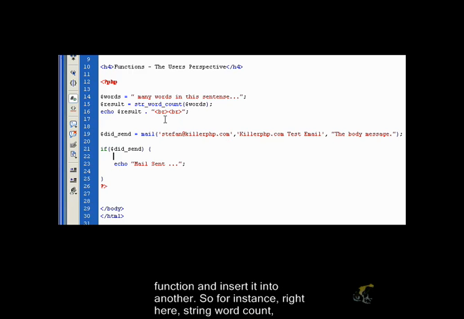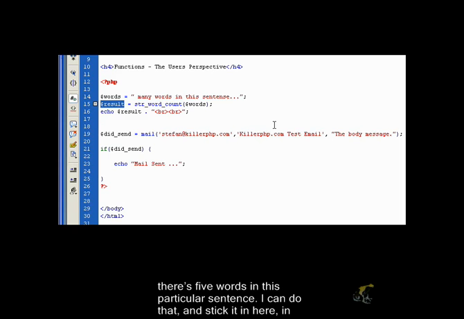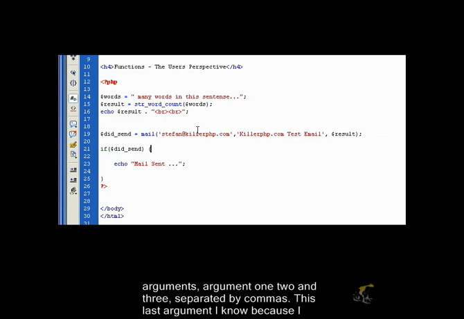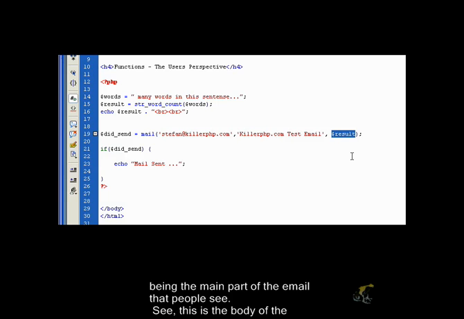So for instance, right here, string word count basically returns a number. It was number 5 since there's 5 words in this particular sentence. I can do that and stick it in here in the mail function. So this last argument in the mail function, remember we have 3 arguments, argument 1, 2, and 3, separated by commas. This last argument, I know, because I know the mail function, actually writes whatever's in here to the body of the email. The body being the main part of the email that people see.